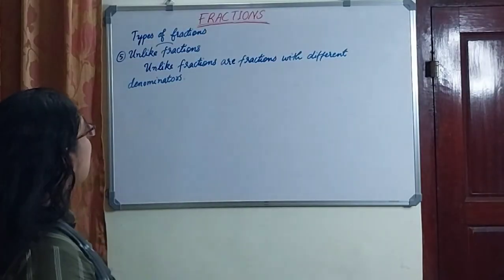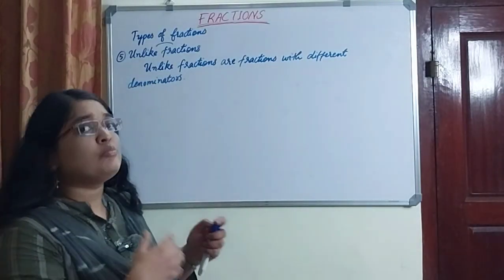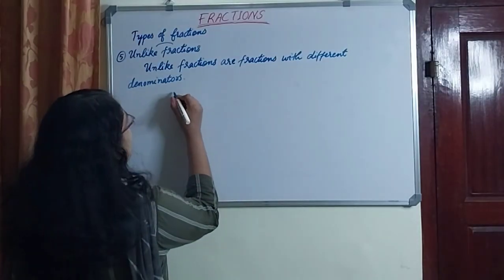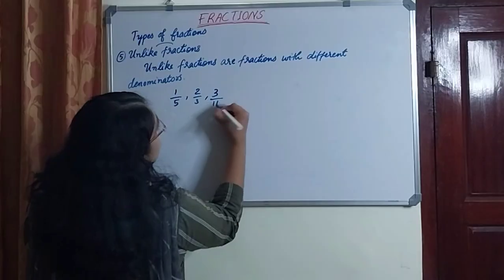Next category is unlike fractions. Unlike fractions are fractions with different denominators. These are a group of fractions with different denominators. For example, 1 by 5, 2 by 3, 3 by 11, etc.